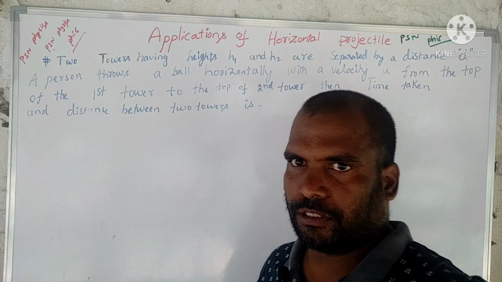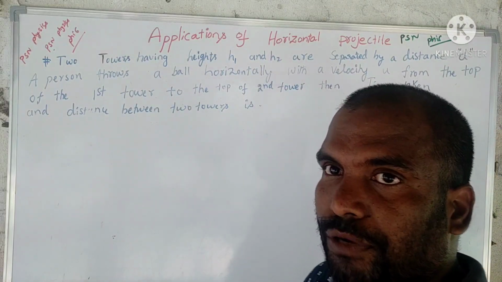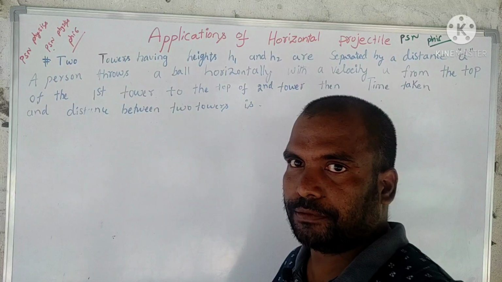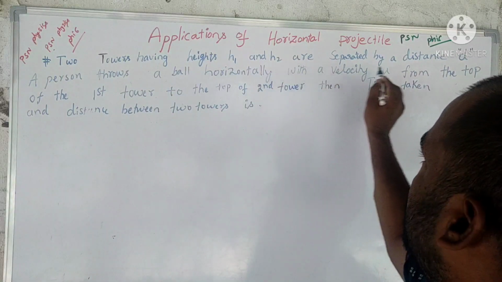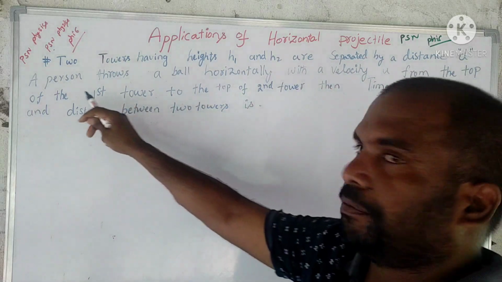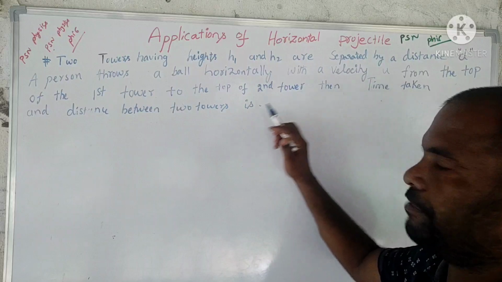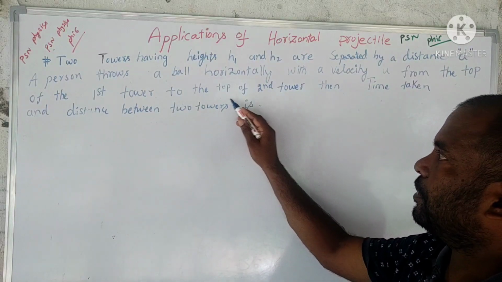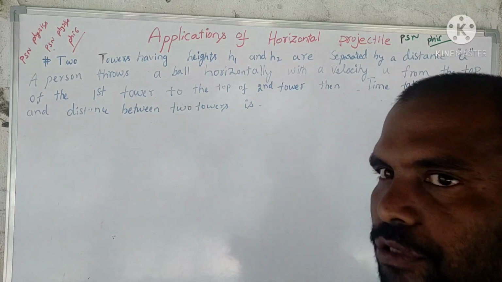Greetings for the students. In this video, I would like to discuss applications of horizontal projectile. In that, two towers having heights h1 and h2 are separated by distance d. A person throws a ball horizontally with a velocity u from the top of the first tower to the top of the second tower. Then find the time taken and the distance between the two towers.